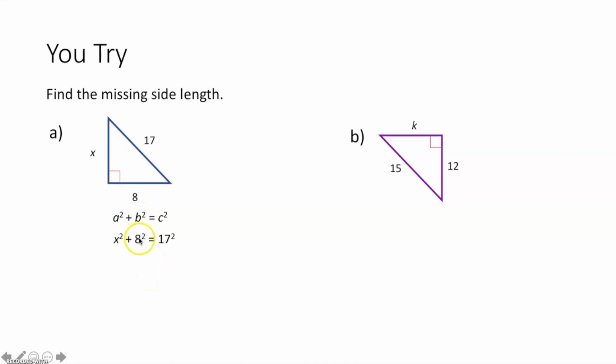What's 8 squared? That's 64. What's 17 squared? That's 289. Now to solve for x, what we go ahead and do is subtract 64 on both sides, and we get x squared is equal to 225.